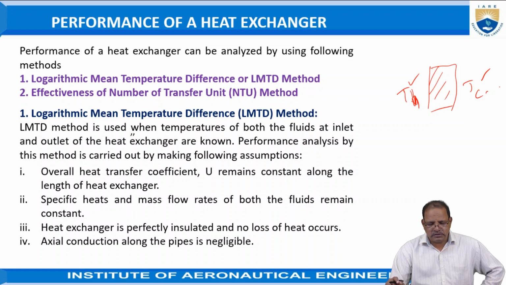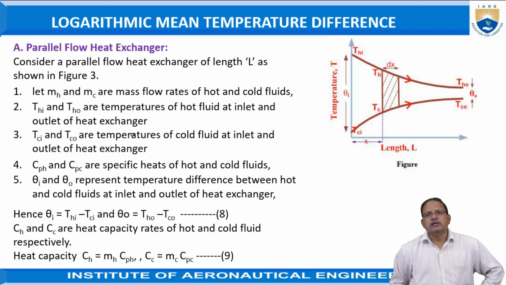The overall heat transfer coefficient U remains constant along the length of the heat exchanger. That is, U is constant. The second one is the specific heats and mass flow rates of both the fluids remain constant. The third one, the heat exchanger is perfectly insulated and no loss of heat occurs. The axial conduction along the pipes is negligible. These are the four assumptions we make for analyzing the performance of heat exchangers by using the LMTD process.